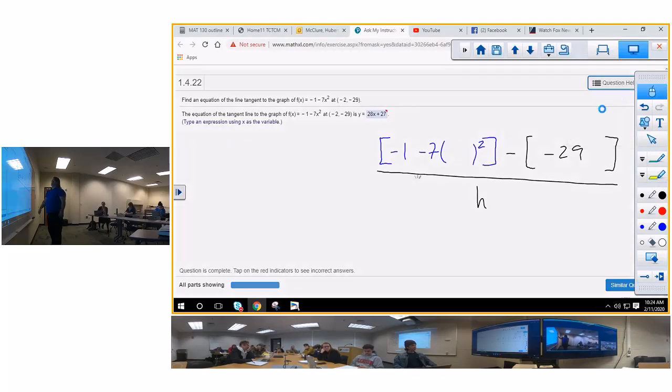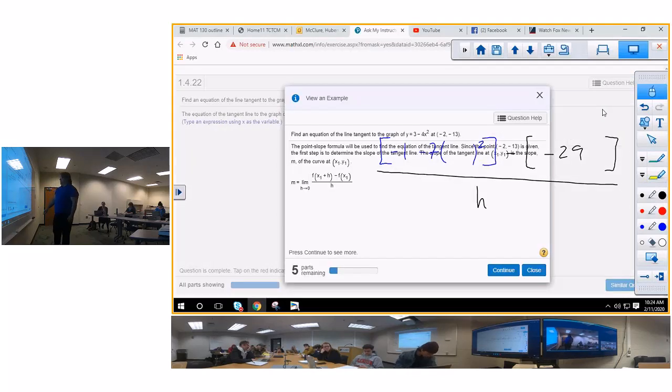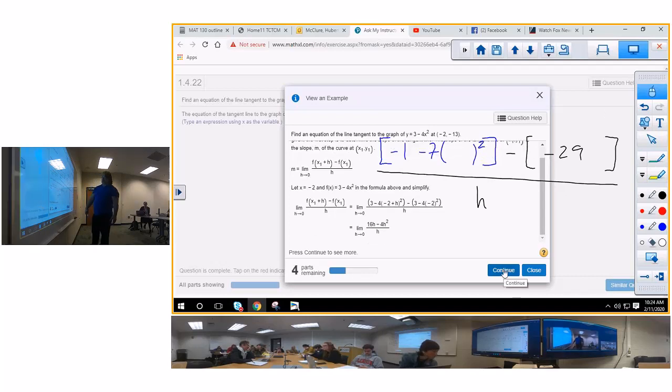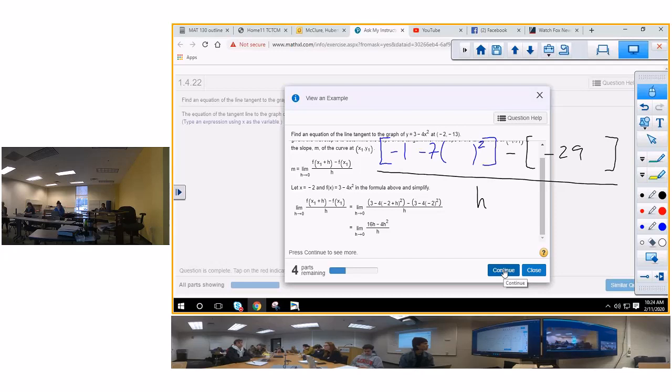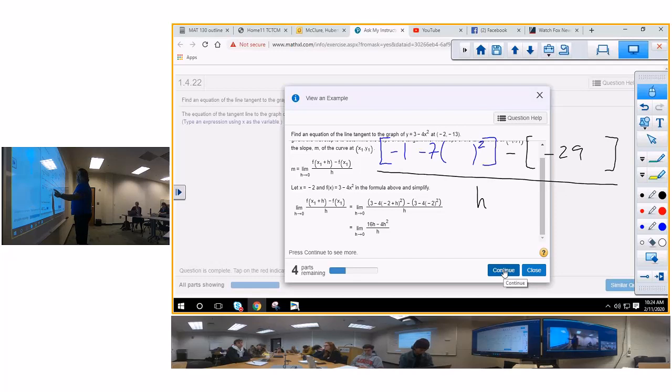I think that's what they're doing. This is not a test question. See, that's what they're doing. There's your 3 minus 4, and instead of x plus h, you're going to be typing in negative 2 plus h, because the negative 2 is x. X plus h is negative 2 plus h, and here you're plugging negative 2 into the function. If you plug negative 2 into the function, you should be getting that negative 13.